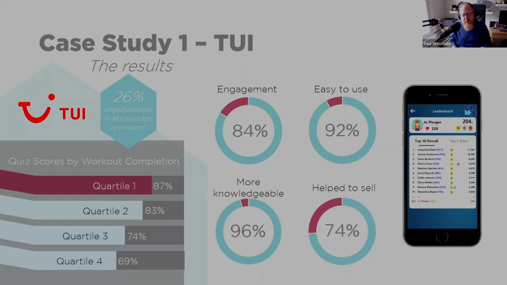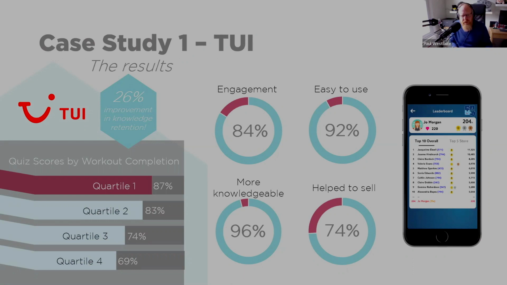And maybe part of that is that 92% said it was easy to use. They said it was accessible, it was fun, it was quick, it was easy for people to do, and they could see a benefit from doing it. So therefore, why would they not?